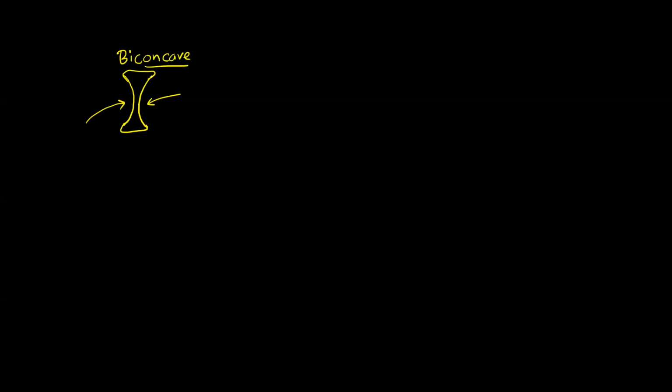So what is the RBC trying to do by becoming biconcave, right? Actually, it is trying to increase the area. When it increases the area, it will be able to absorb more oxygen, and when it absorbs more oxygen, it will be able to transport more oxygen. This is the function of RBC.